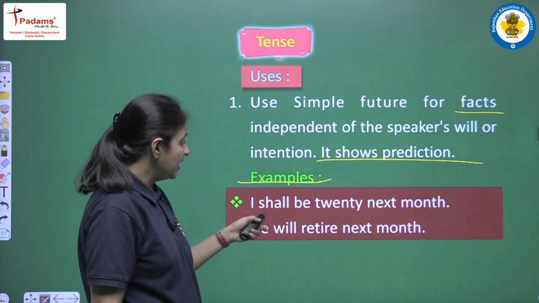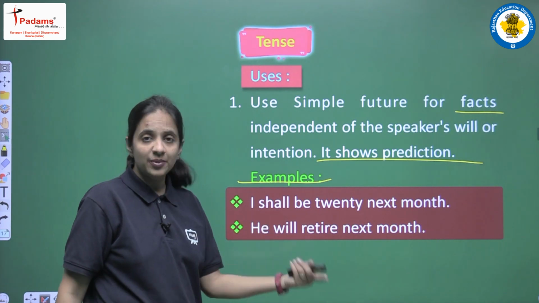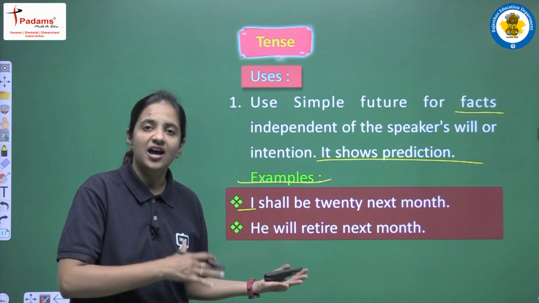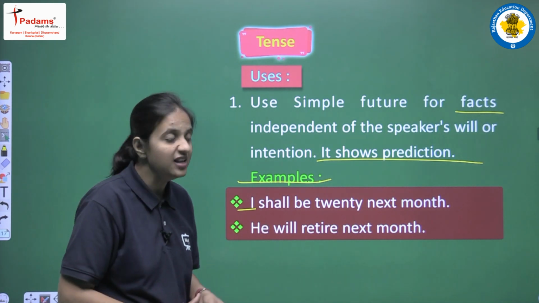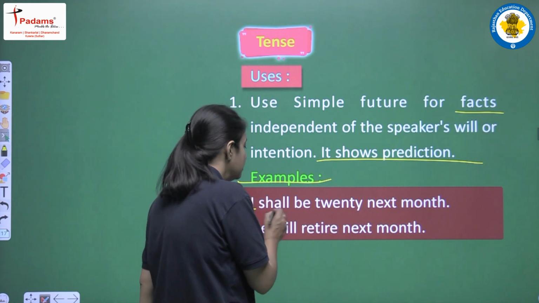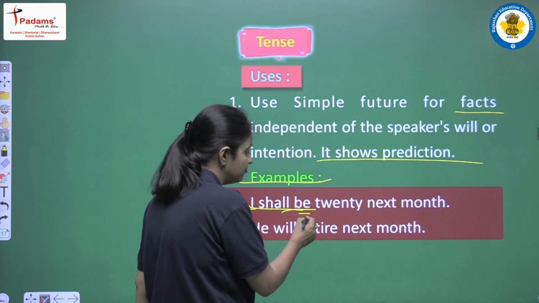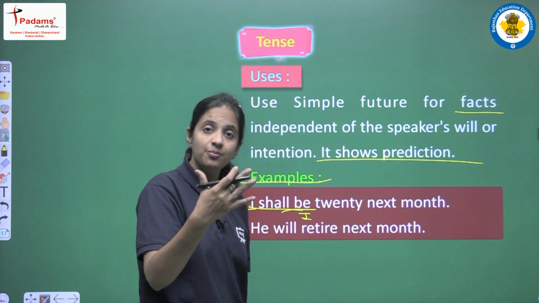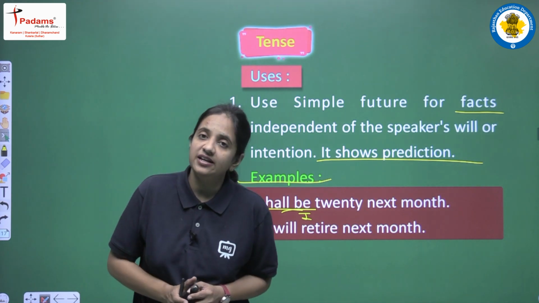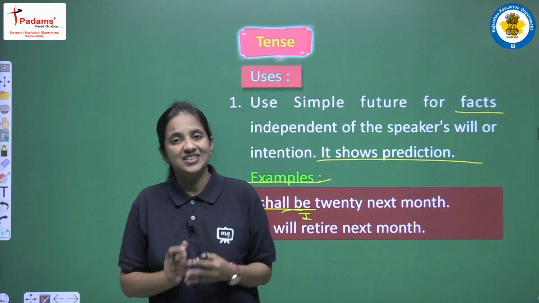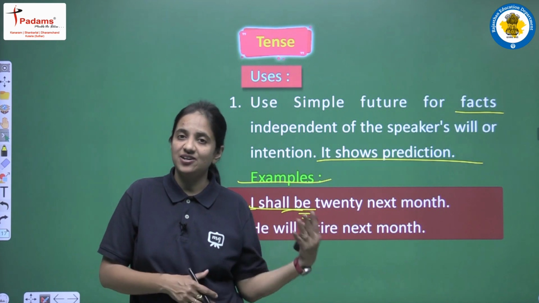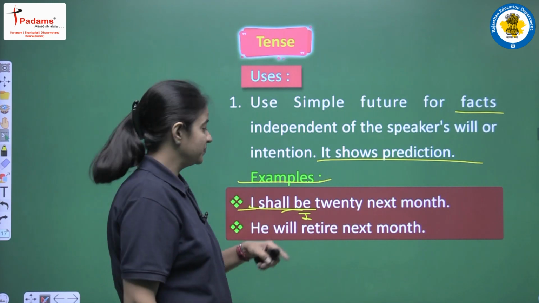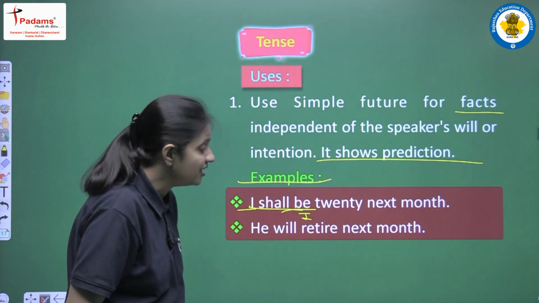The first one is I shall be 20 next month. Here we have I as a subject, and we all know now that for I and we we have to use shall. So this is the reason we have shall here, and be is the first form of the main verb. So the sentence is I shall be 20 next month. One thing is clear here, that this is future simple tense. In this tense all the actions, all the activities, are related with future time. Second is he will retire next month.